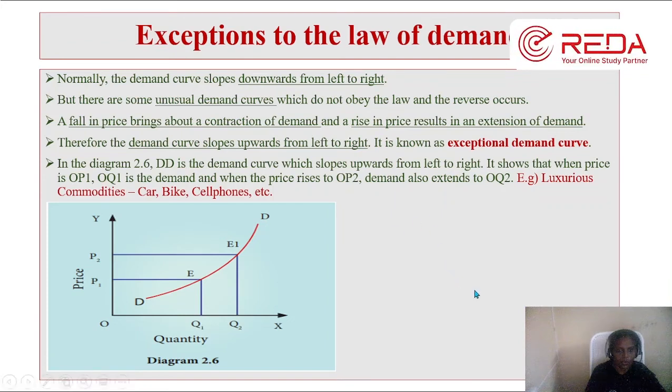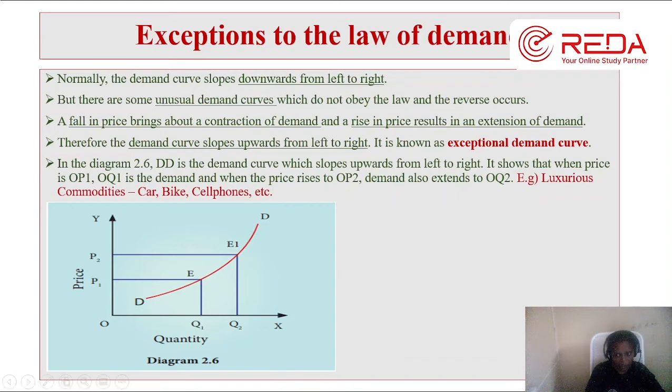Both situations happen among different kinds of people. One, the common kind, where depending upon price, the quantity demanded and the demand curve slope downwards. But in some exceptional cases, the demand curve will be an increasing curve from left to right, which we call the exceptional demand curve among luxurious commodities.